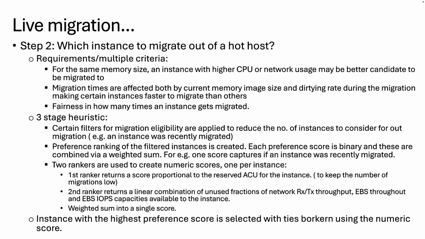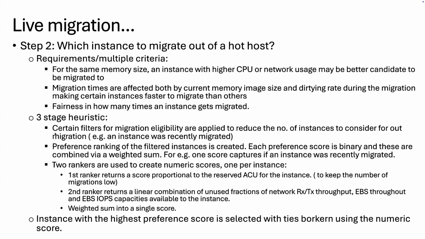Another decision is that we need to account for fairness also. We need to make sure how many times an instance is getting migrated. Other things which can affect this are the current memory image size and the dirtying rate. Dirtying rate is how many pages are getting changed during the migration itself, because we want the dirtying rate to be as low as possible so that live migration actions can be completed much faster. So there are multiple criteria, and they take a heuristic based approach here.